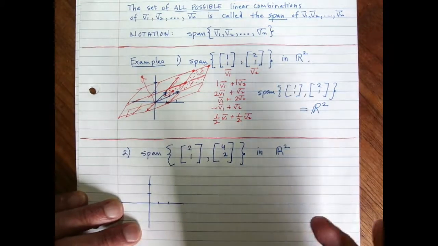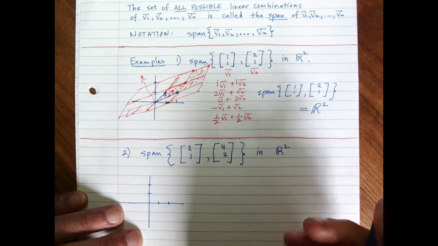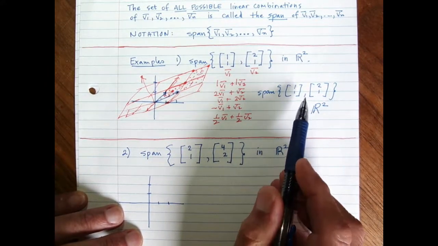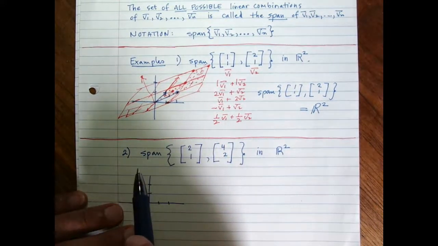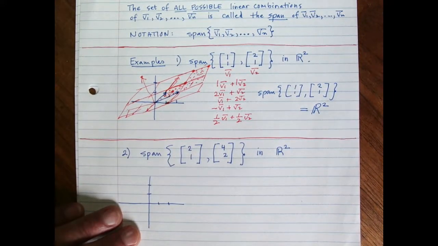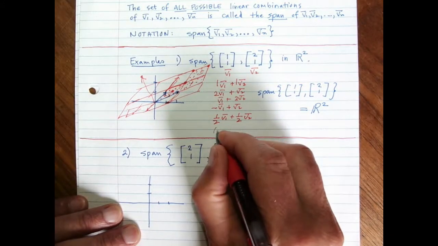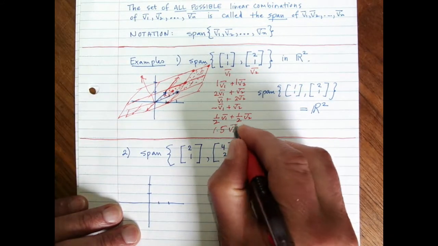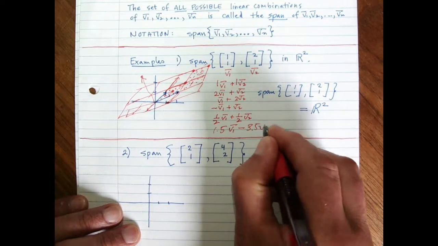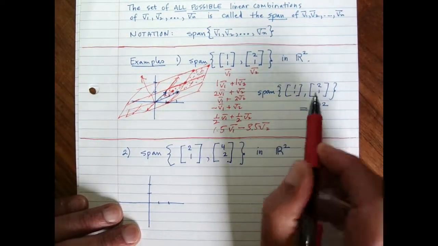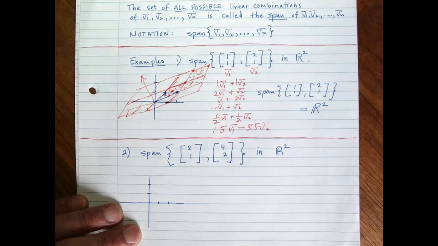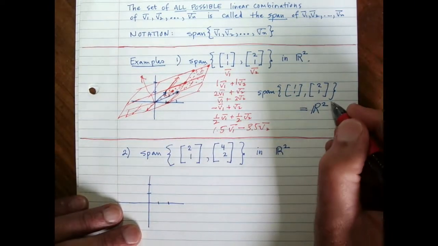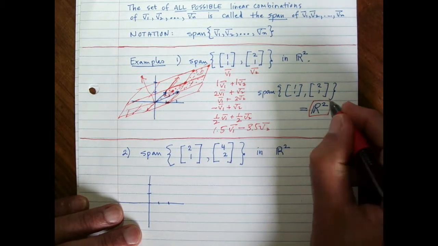R2. Now, I haven't proven that mathematically, but really my point here was just to get you to think conceptually about what all the possibilities are. And 1.5 v1 minus 3.5 v2, etc., we will get every single possible vector in R2 out of that. The span is equal to R2.